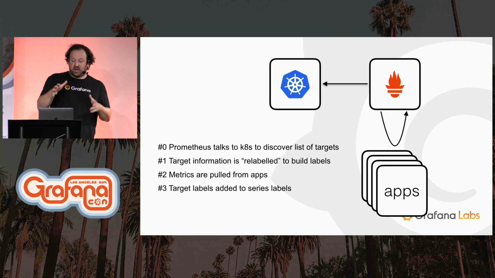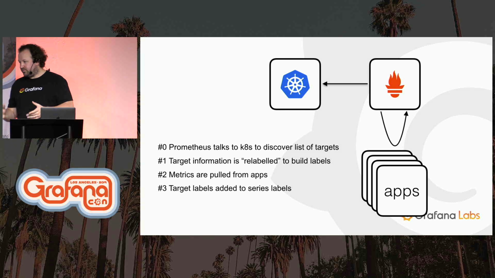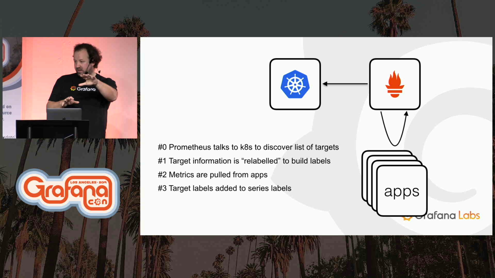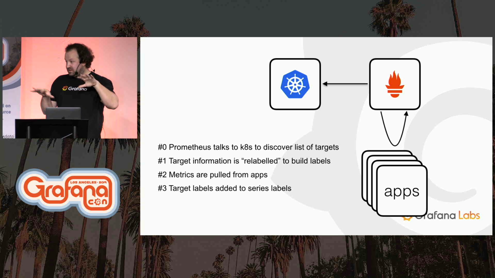A good example of the munging, the processing you might want to do in relabeling rules is in our Kubernetes cluster, we tend to deploy our dev environments and our staging environments in the same cluster as our production environments, just in different namespaces.